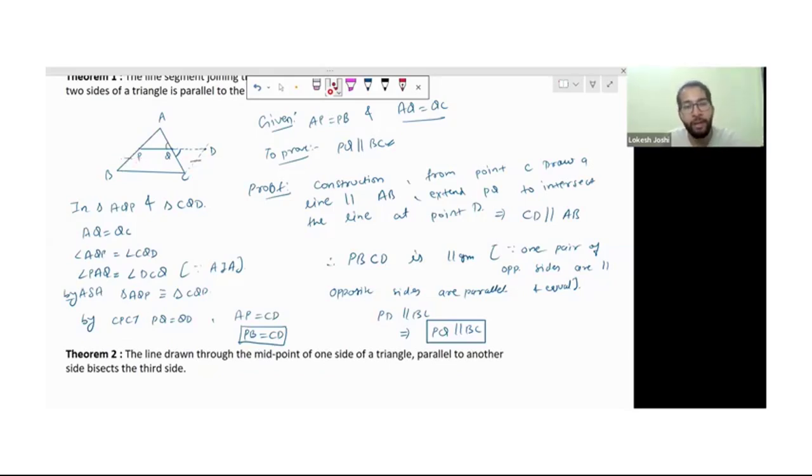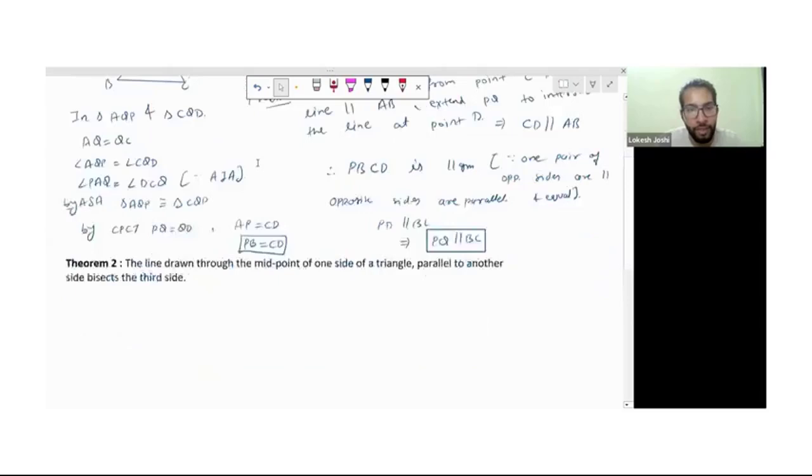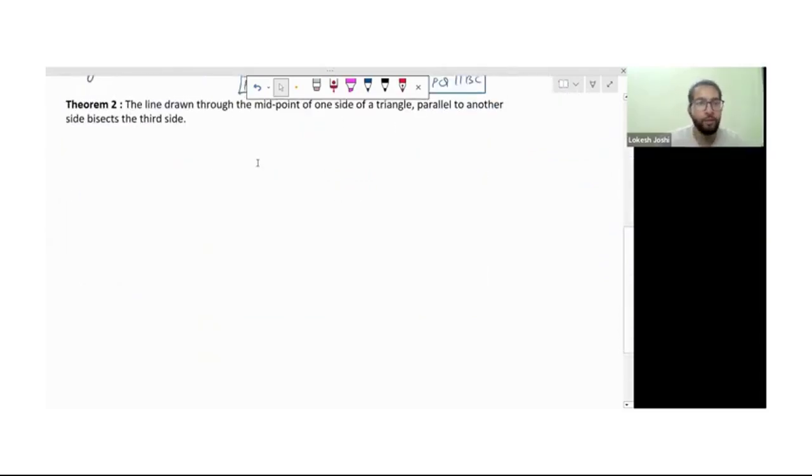So if in a quadrilateral one pair of opposite sides are equal and parallel, then we can say it's a parallelogram. Now using the property of a parallelogram, opposite sides are parallel and equal. So we applied this property to these two sides, PD and BC. So later on we get PQ is parallel to BC. Okay, so that's theorem 1. Now after that we have one more theorem. We can say this is the reverse or converse of theorem 1.